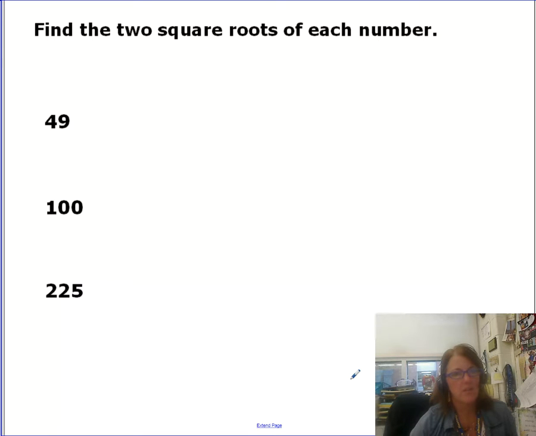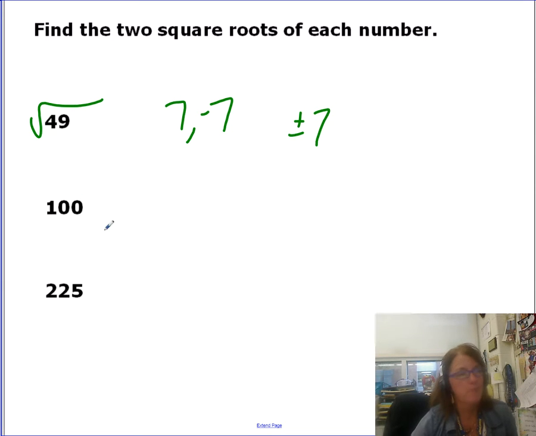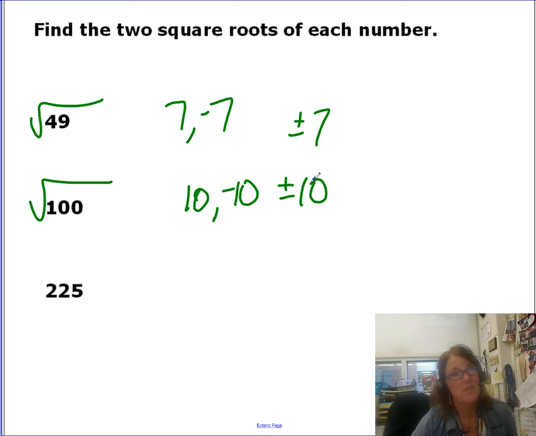So let's take a look at a few. Here I'm saying find the 2 square roots of each number. So when I give you 49 and I say I want the 2 square roots, you can write 7 and -7. Or if you're lazy, write plus or minus 7. How about 100, 10, and -10? It really is that simple, okay? Ooh, 225. You might not remember that one off the top of your head. Can tell you this, it's bigger than 10. You know what it is?